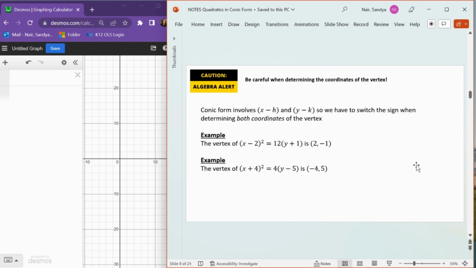So remember, once again, be careful when determining the coordinates of the vertex. Conic form involves x - h and y - k, so we have to switch the sign on both coordinates when determining the vertex. For example, the vertex of (x - 2)^2 = 12(y + 1) will be (2, -1), the opposite signs of what we see in the equation. The vertex of (x + 4)^2 = 4(y - 5) will be (-4, 5) because those both signs are opposite of what's in the equation.